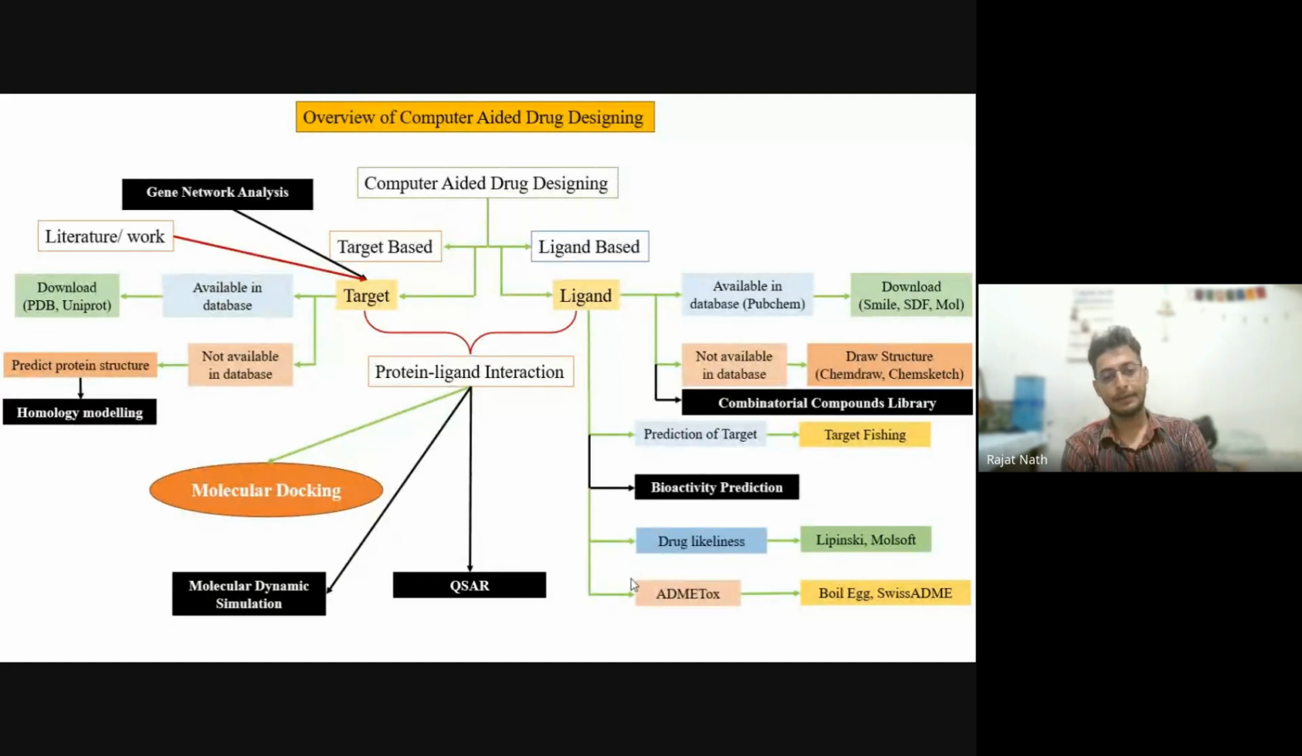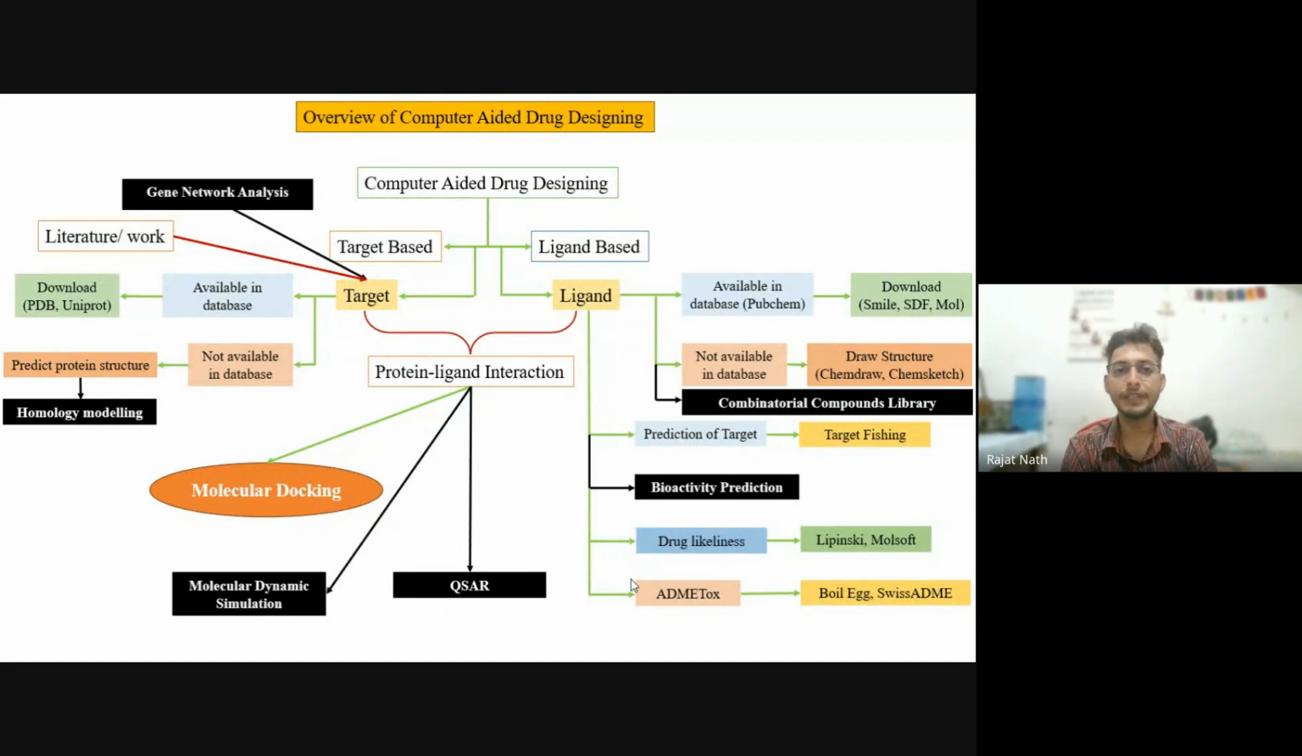After getting the result from molecular dynamics simulation and QSAR that yes, this compound is working against this disease, or yes, this disease is inhibited by that particular compound, we go for the in vitro studies or in vivo studies or clinical trial. By this process we save lots of time and lots of money, and we can screen thousands of compounds in a very short period of time.